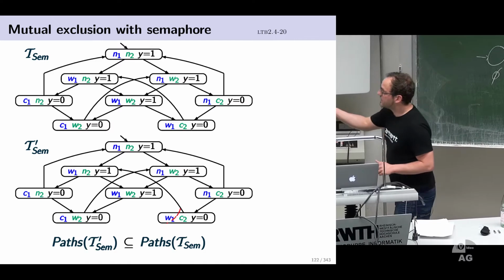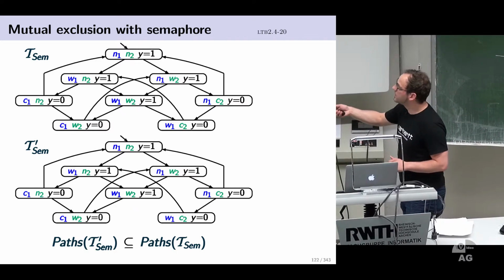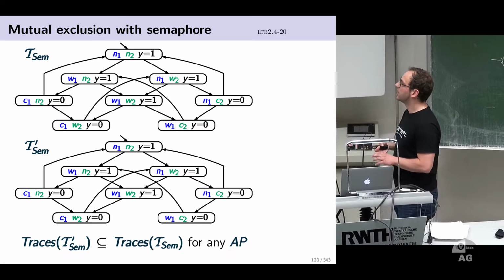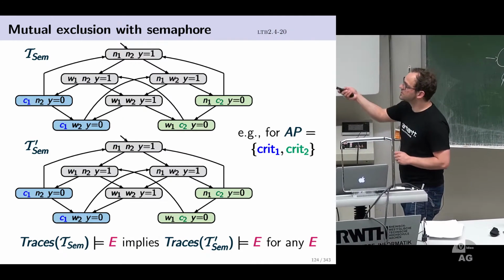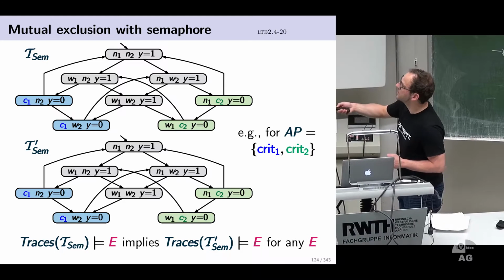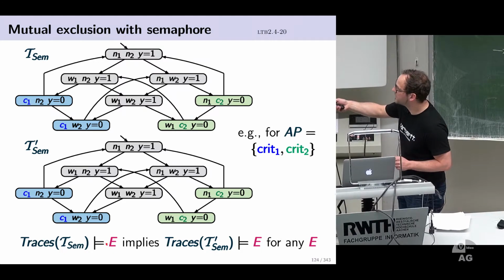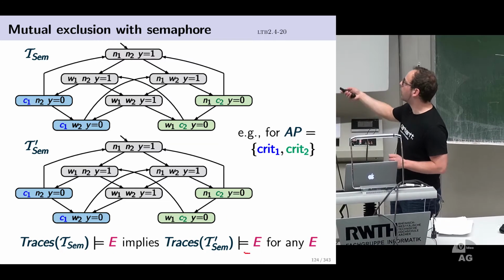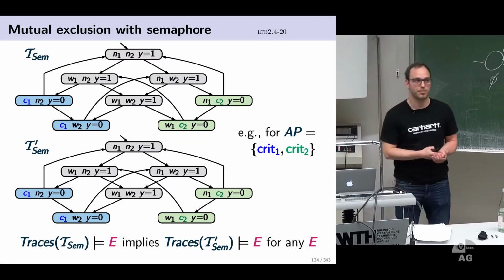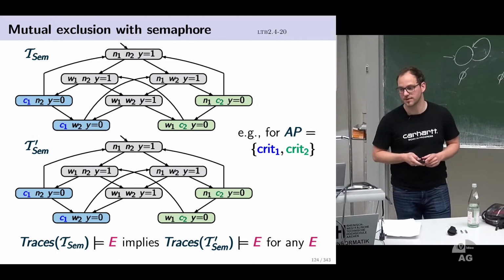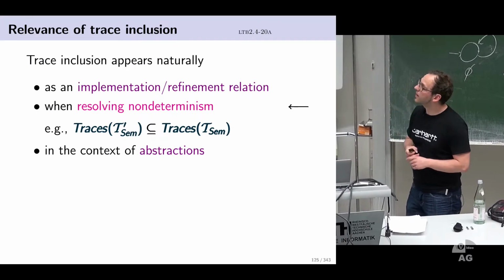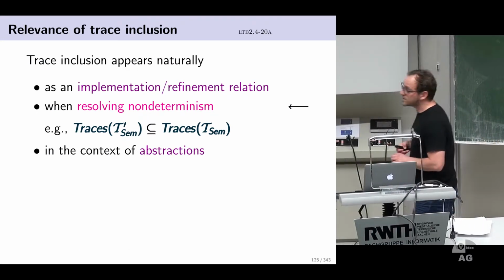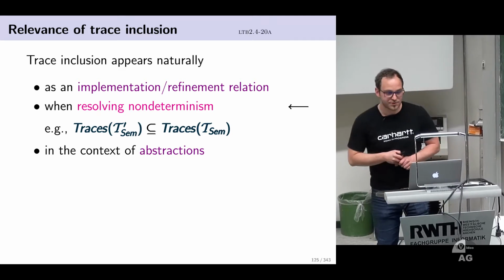Okay, and since we have that the paths of the lower one are fully included in the paths of the upper one, in fact, for any set of atomic propositions, we have that if the above one satisfies a linear time property E, then this implies that the lower one also satisfies the linear time property, no matter what the LT property looks like. Okay, this was the first item where trace inclusion naturally pops up.